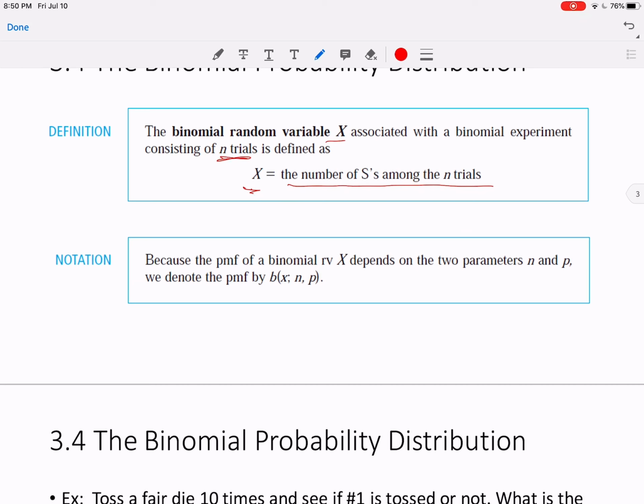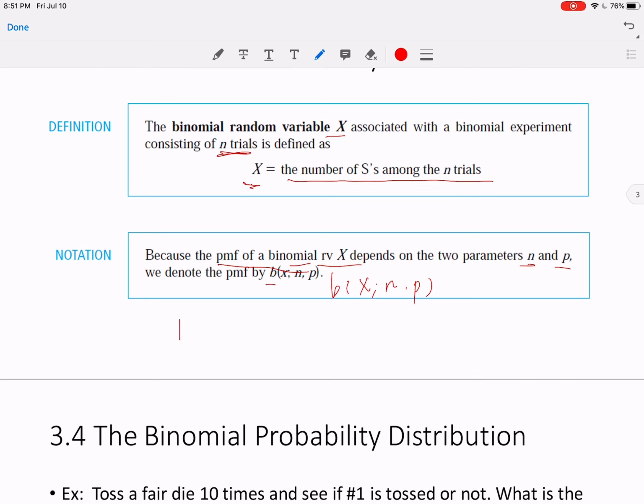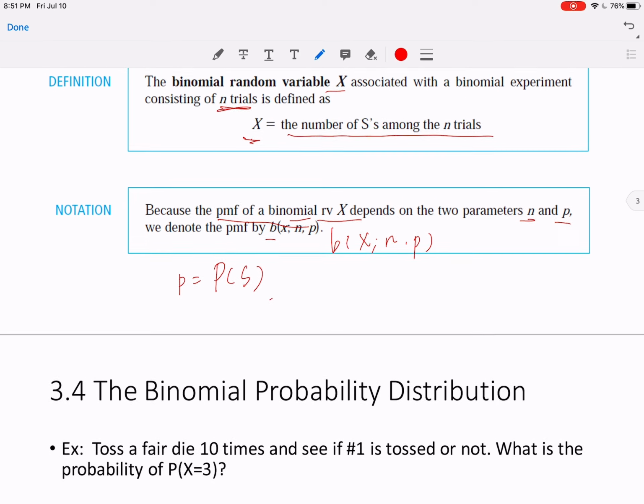Once we know this, let's take a look at the notation here. Because the PMF of binomial random variable x depends on 2 parameters, the number of trials n and the probability of success p, we denote the PMF by little b. X, of course, x is the random variable, and n is the first parameter, which represents the number of trials, and then p represents the probability of success. Okay, so just write it down. P is equal to the probability of success.